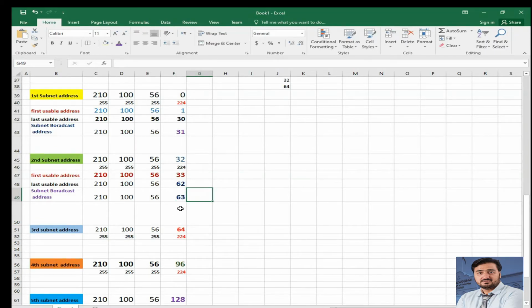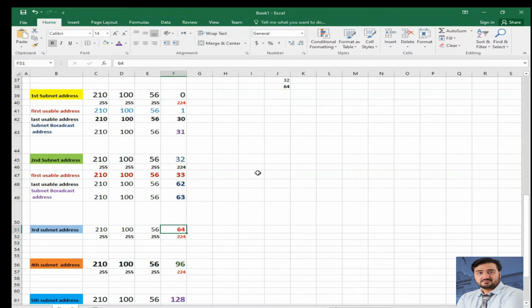As I told you, the last address in each subnet range is the subnet broadcast address. So this is our last address because 64 is the third subnet. So 63 is the broadcast address of the second subnet. We are solving the second subnet, so this is our second subnet broadcast address.